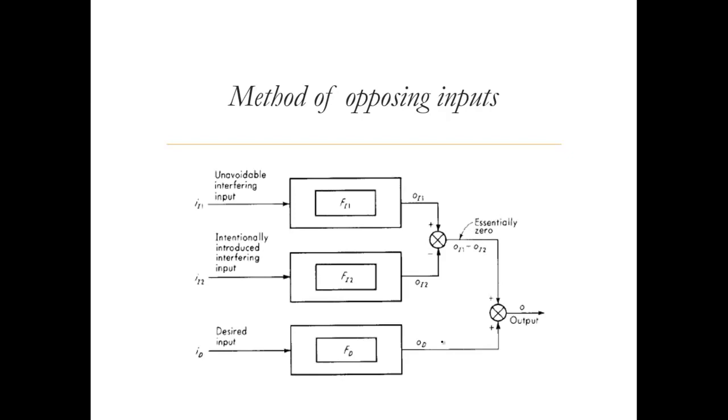So this is how it's done. This is the block diagram. You know that there are some unavoidable interfering inputs, which are referred to as capital I1, and then you have what are called intentionally introduced interfering inputs.